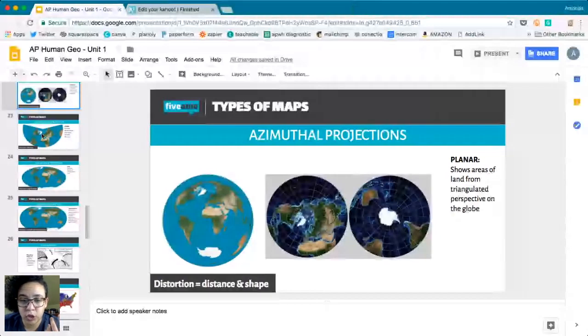So why would someone use the Lambert Conic projection? This is going to distort direction, but it maintains accurate distance, so it makes it easier to use. All these projections are used for different reasons, and it depends on what you need it for.